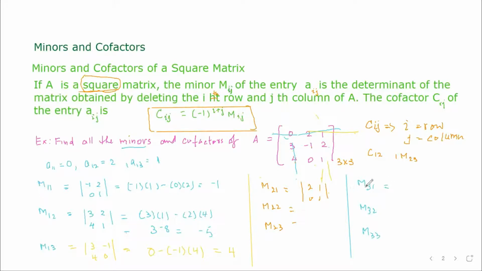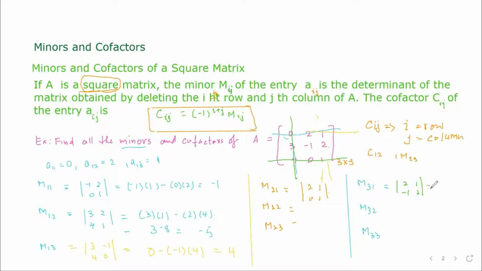Okay, so M31, that's third row, first column. I'll use a different color here. Third row, first column. So what's left inside is 2, 1, negative 1, 2. So this is going to be 2, 1, negative 1, 2.